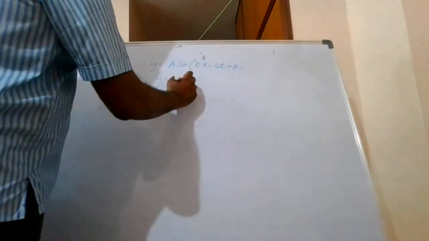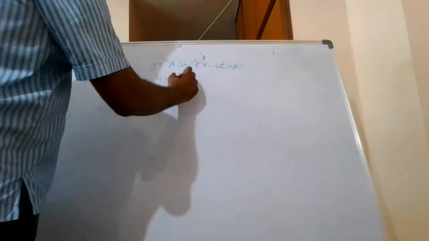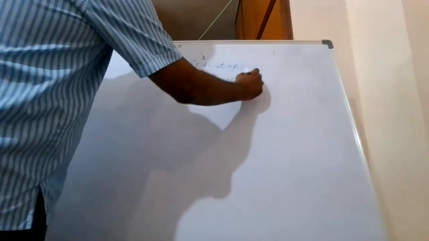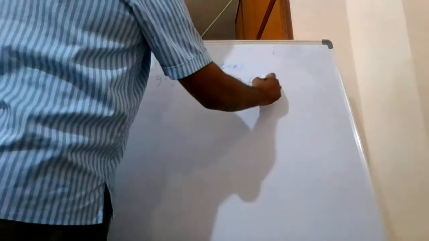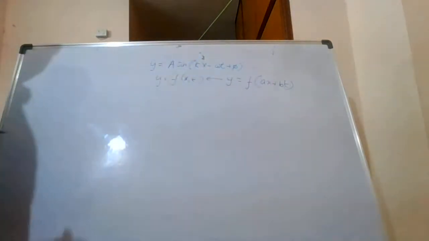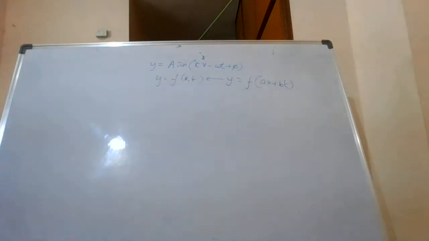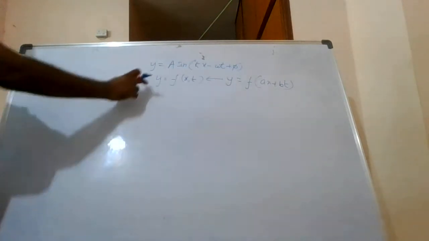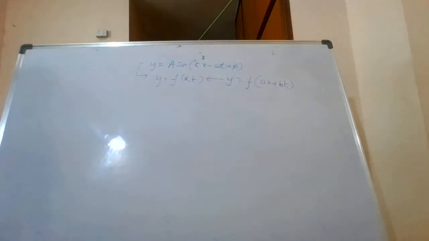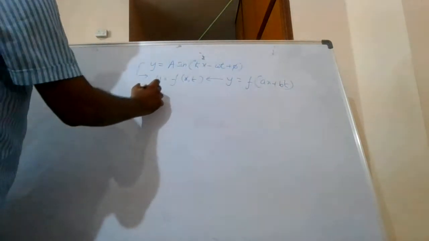Check if this wave is in the format of y as a function of x, t. It is a function of x, t. We were discussing that it should be in the format of f(ax + bt). This is basically a function of x, t, two variables x and t here, and y is the displacement. So this equation is in this format. So it is the equation of a progressive wave.